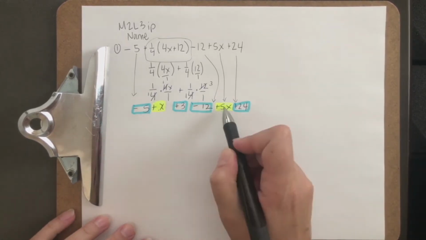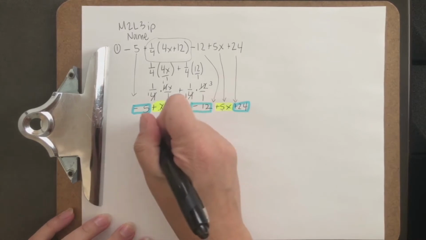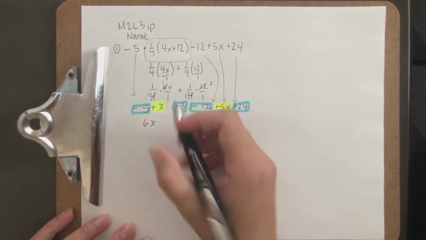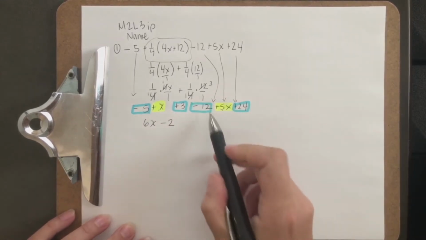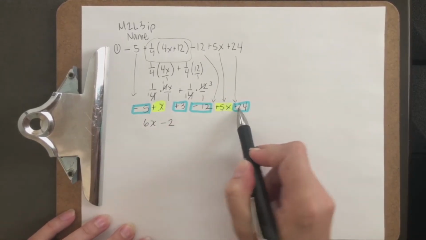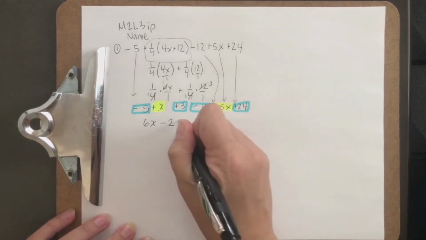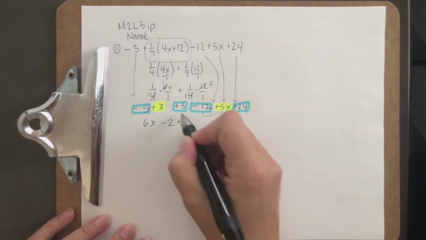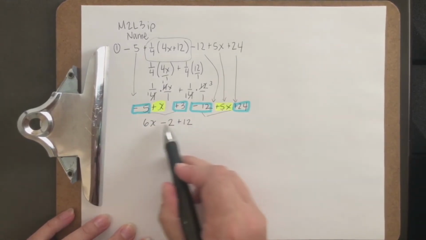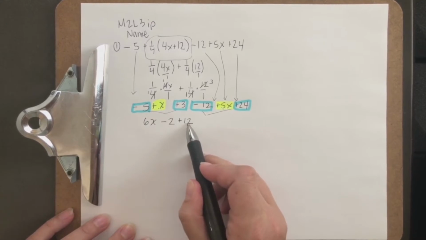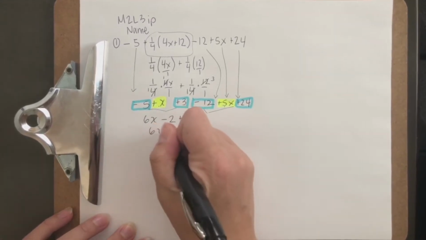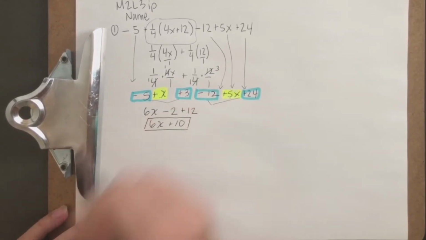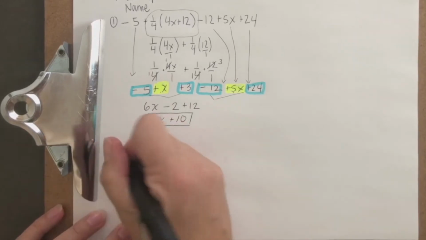So 1x and 5x is going to give me 6x. -5 and +3 will leave me with -2. -12 and +24 will leave me with +12. And then a -2 and a +12 will leave me with 10. So 6x plus 10. Let's do number 2.